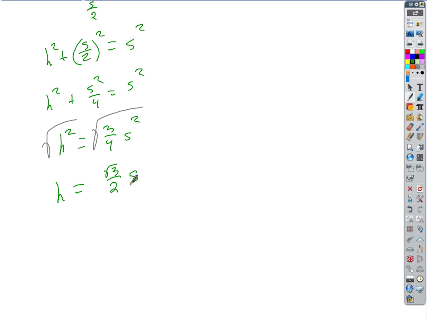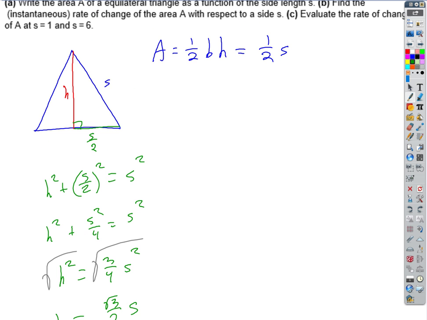So there's the height. So all I have to do now is plug that in for H, and we get 1/2 S times the square root of 3 over 2 S is what? S squared times square root of 3 over 4. There you go. So there's your formula, and now you probably remember it. I remember that, but if I didn't teach calculus every year, I would forget that within a couple of years for sure. So square root of 3 over 4 S squared.